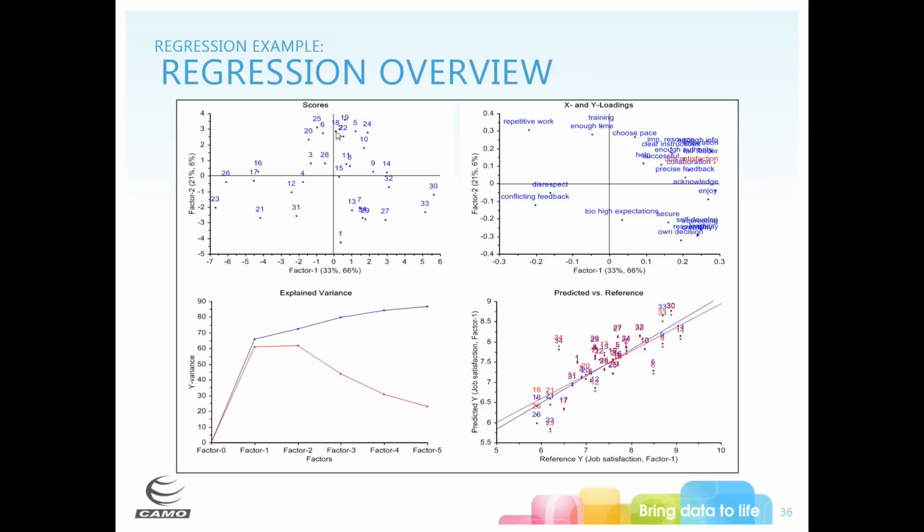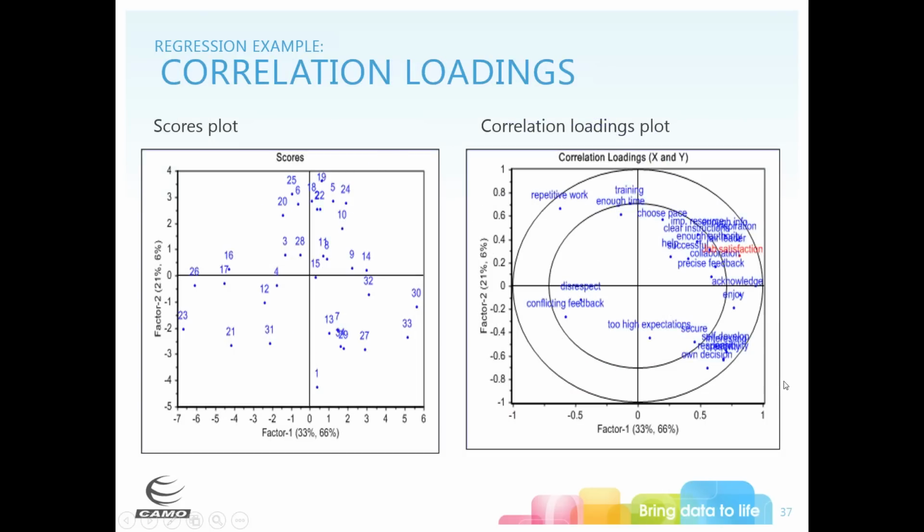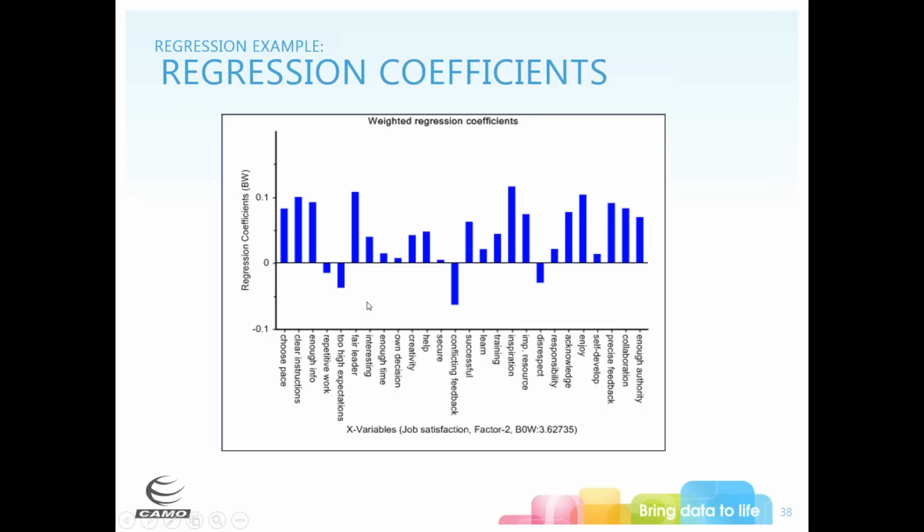So this gives you a way to look at the space that your variables are in and understand what's going on. Again, this is that correlations plot. And your regression coefficients. This shows you how much each variable contributes to that factor. So factor 2 is high for fair leader, inspiration, enjoyment. It's not very affected by your security or your creativity, and it's anti-correlated with your conflicting feedback, too high expectations, and so on.